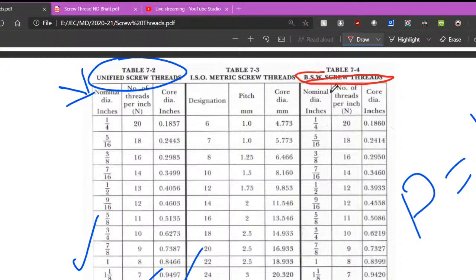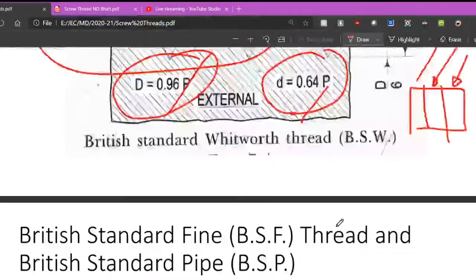Again, the nominal diameter is given in the inch. So 1 inch, 8 threads per inch, and this one is core diameter. We have to refer it. So if p is this one, again we have to calculate the value of this one. N is number of threads 8, so we have to calculate the value of p. 1 by 8 we will get it, the p value, and we will use it.